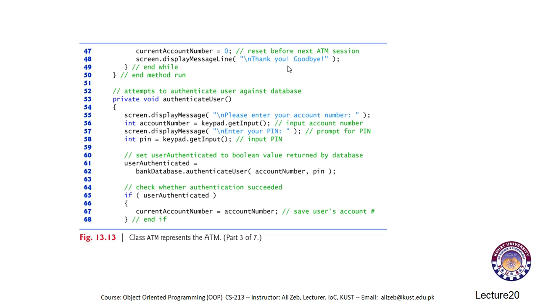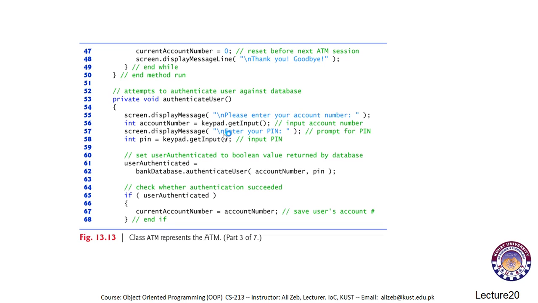Now, the authenticate user method is a private method, so it can be called a helper method that helps the ATM class to authenticate the user. The details of this method should stay within the ATM class, and this method should not be accessible from outside of the ATM class. That is why we have made it private. This will try to access the database and check the details of the user. If these are correct, then the user will be authenticated.